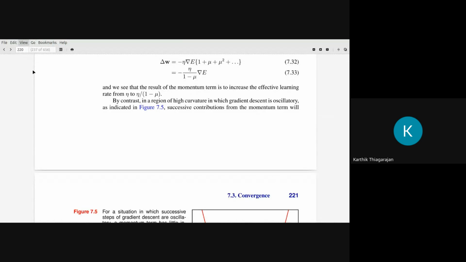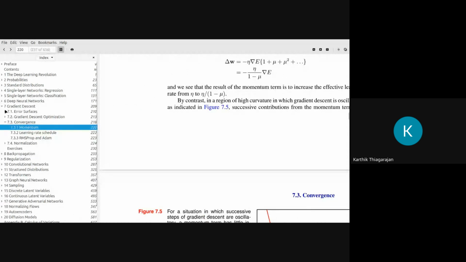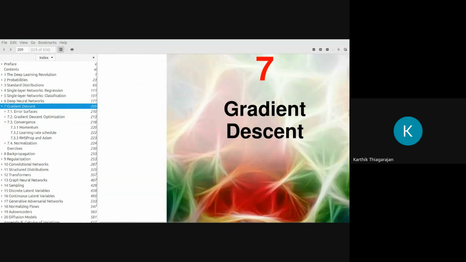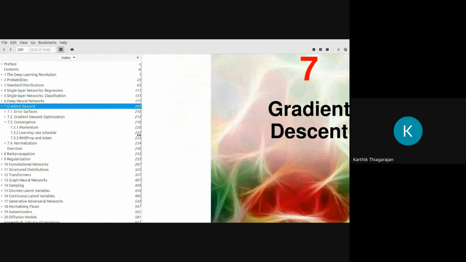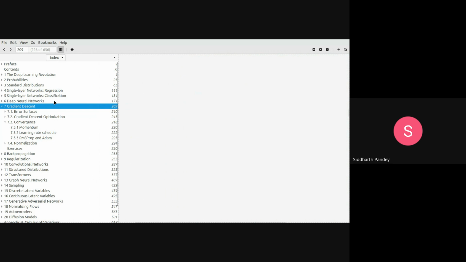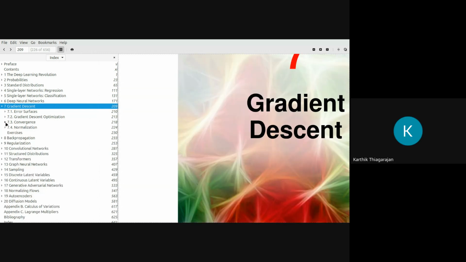Before we go to regularization, I'll just show you what typically they do. I have Bishop here. Are you able to see the sidebar, the contents? Yes, it's visible. There they discuss gradient descent.